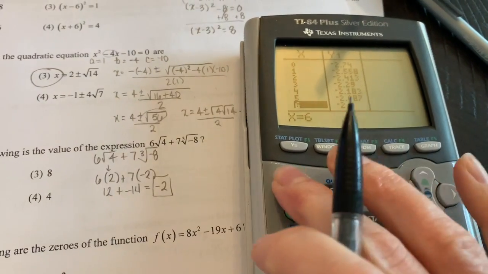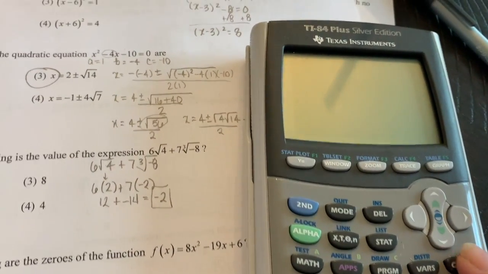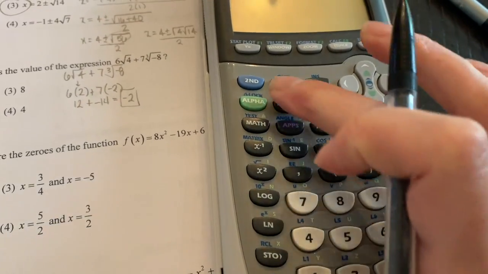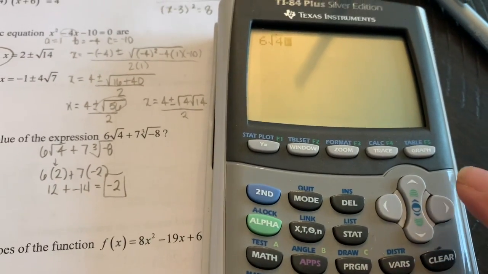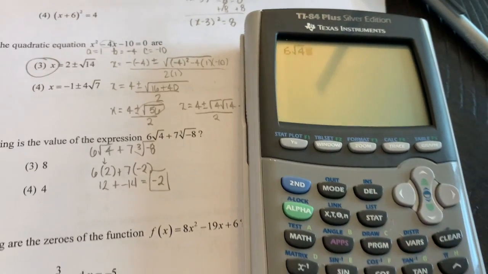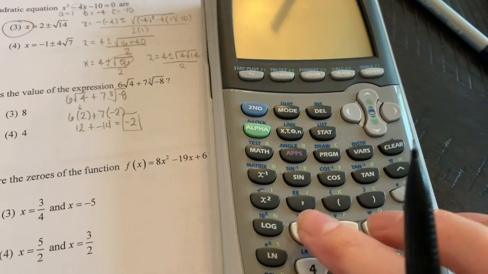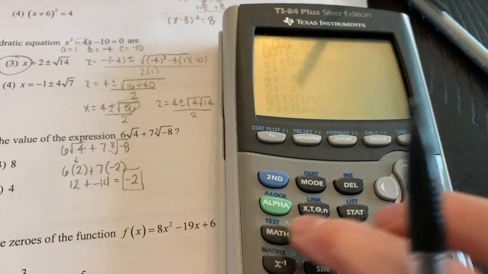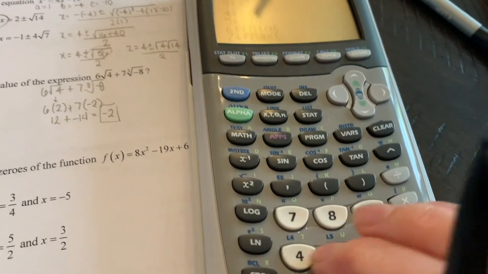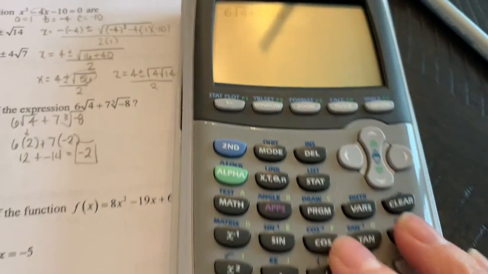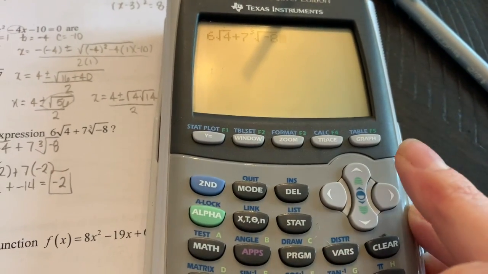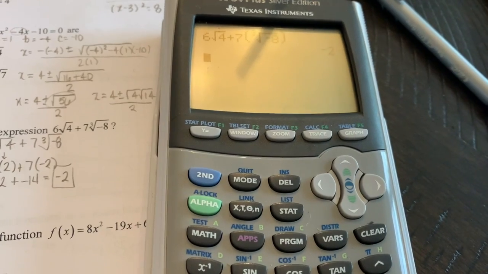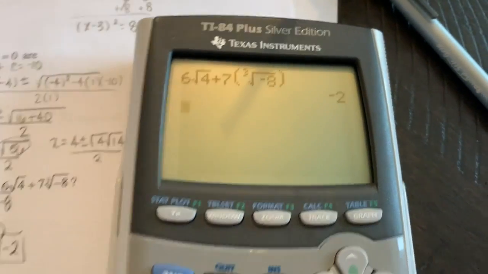Just to show you real quick, it is possible to do this. You can do 6 times the square root of 4, just like that, then you have to use your arrow to get out, and then plus 7. And to get the cube root, you go back into math, go down to 4. 7 times the cube root of 8. No, negative 8, sorry. Just make sure you're out of the square root sign, and then push enter, and you get your answer. Okay?